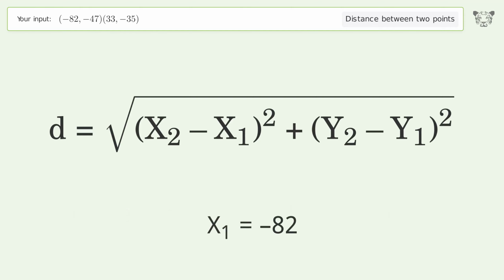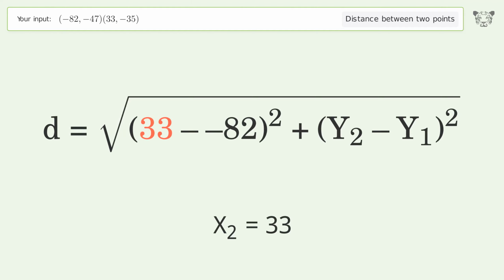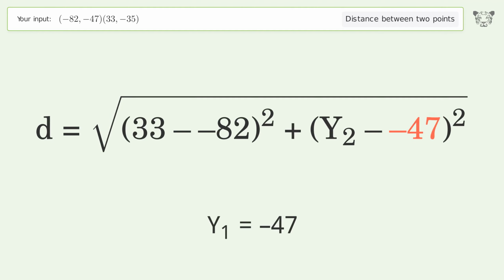x1 equals -82. x2 equals 33. y1 equals -47. y2 equals -35.